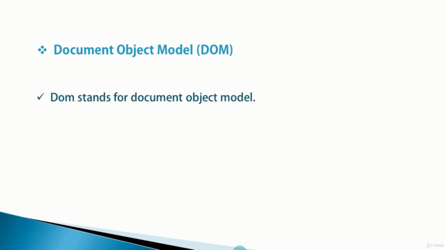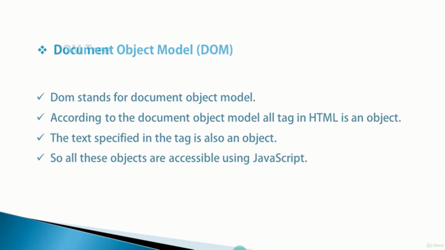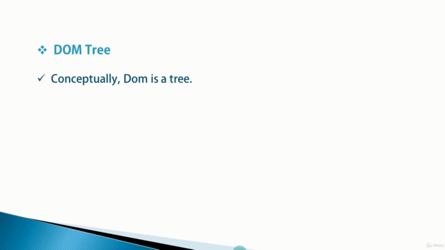So we will first understand what DOM is. DOM stands for Document Object Model. According to the Document Object Model, all tags in HTML are objects. The text specified in a tag is also an object. So all these objects are accessible using JavaScript.